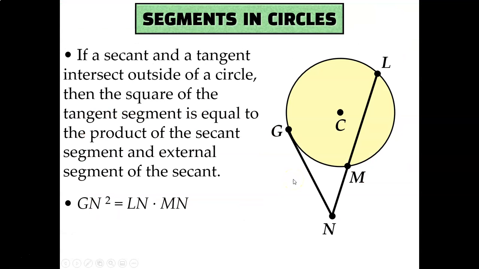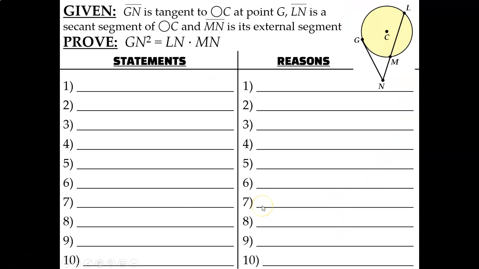And finally, let's talk about the intersection of a secant and a tangent. A tangent segment is something like GN, we already talked about that, and a secant segment is something like LN, and MN would be its external segment. So this is kind of a combination of the last two proofs put together. And what we end up showing is that if you square the length of the tangent segment, it's equal to the product of the secant segment and the external segment. And it's actually going to take us 10 steps to prove why.